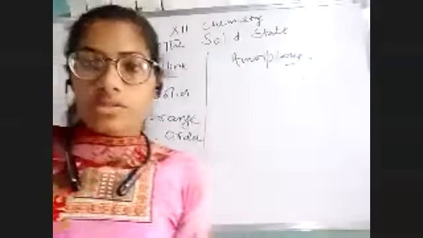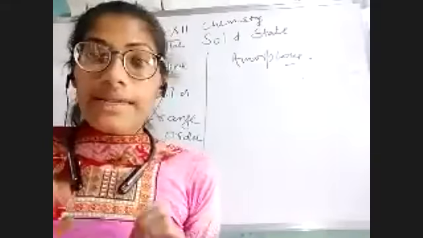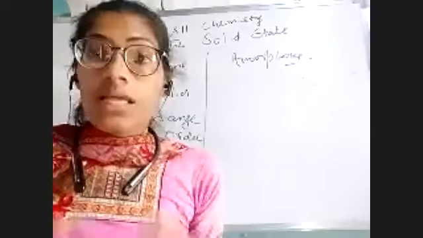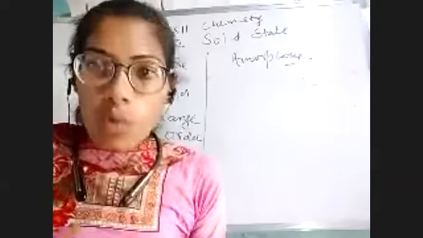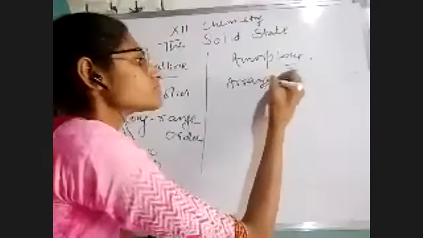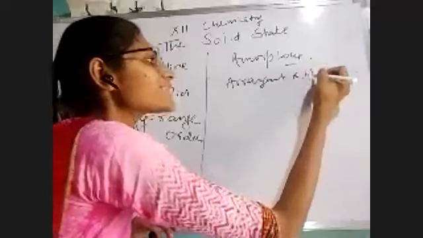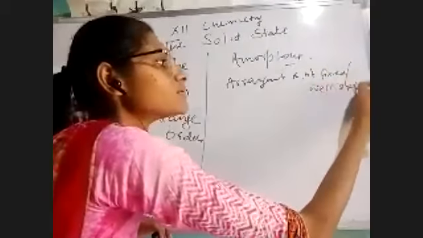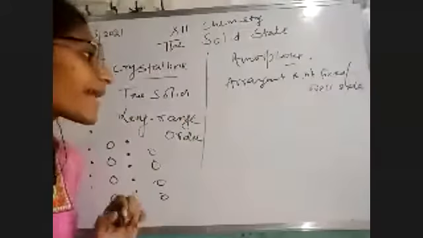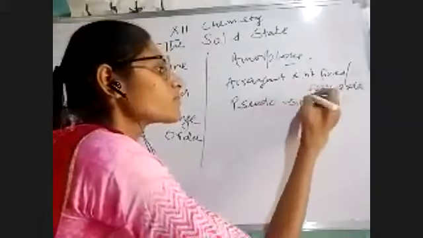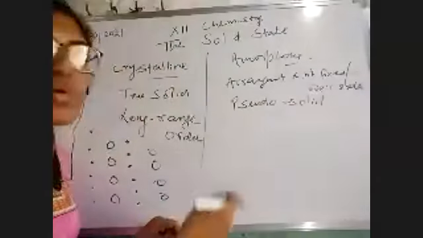Now the question arises, what's the difference with amorphous solid? The amorphous solid differs from the crystalline solid in the arrangement of particles. Their arrangement is not fixed, or we can say the arrangement is not in well order. They are also known as pseudo solids. Crystalline solids were known as true solids; these are known as pseudo solids.